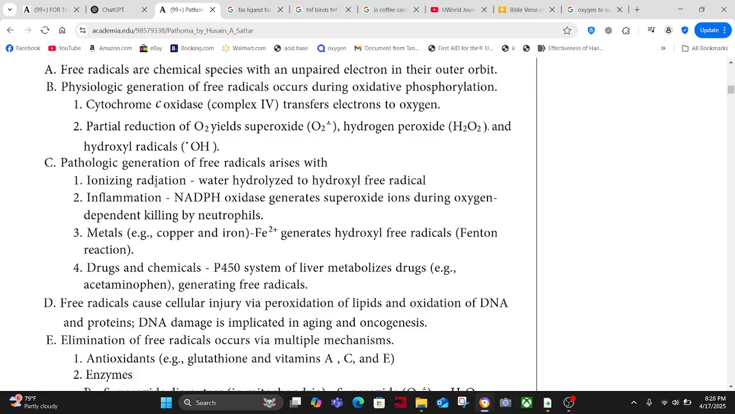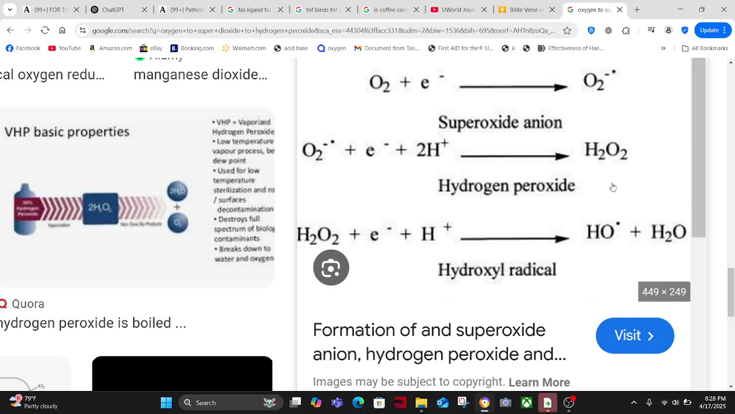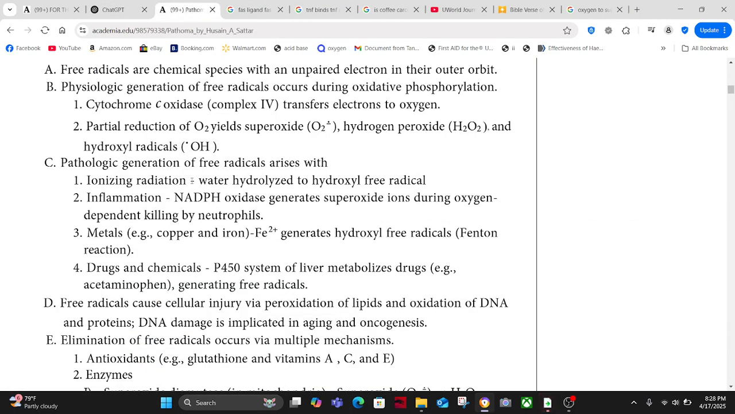Okay. Now, pathologic generation of free radicals arises with ionizing radiation, inflammation, metals, and drugs and chemicals. So the first one, how you get the free radical: water is hydrolyzed into hydroxyl free radical. So H2O becomes a hydroxyl radical. So that's one way to get it.